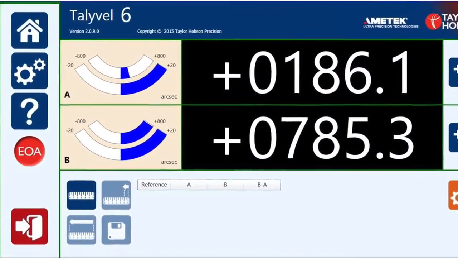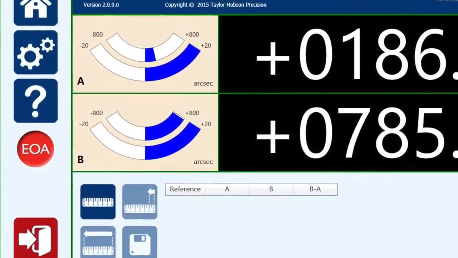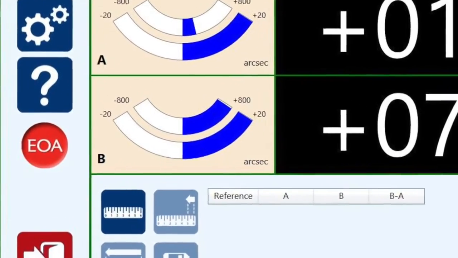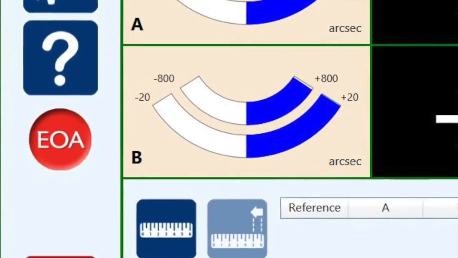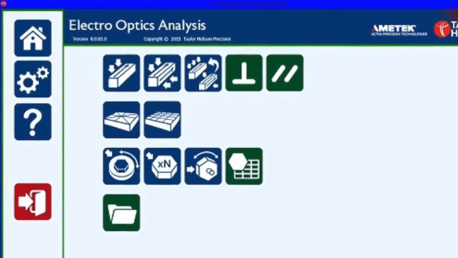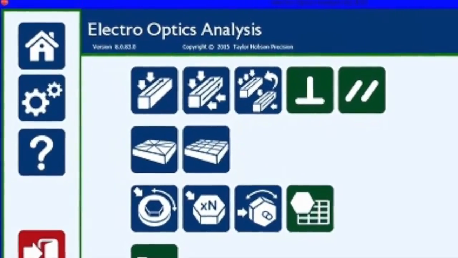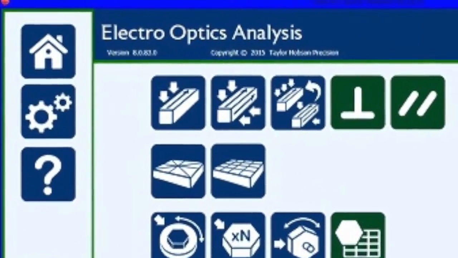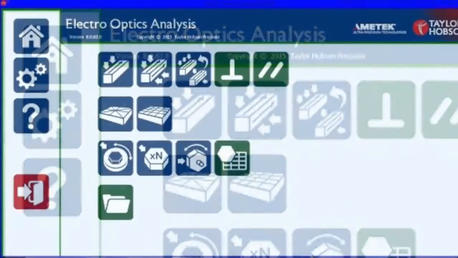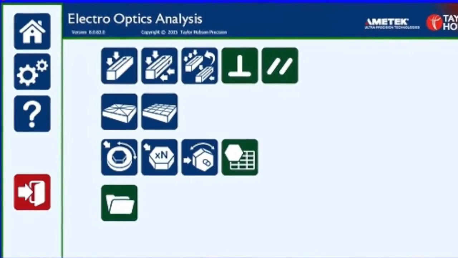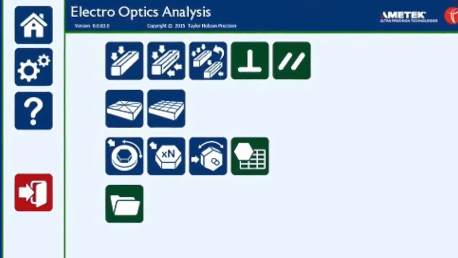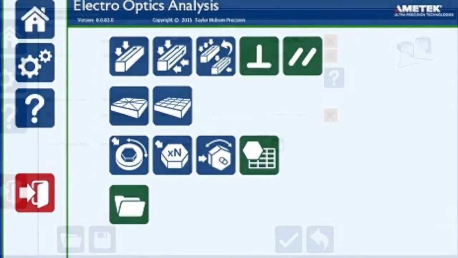To launch the electro-optics analysis software or the application software, we must now press the red EOA button. Now let's look at the left hand side icons. Note they are the same or similar icons as used in the Talyvel control software. So now we will start with one of the most popular applications, straightness.